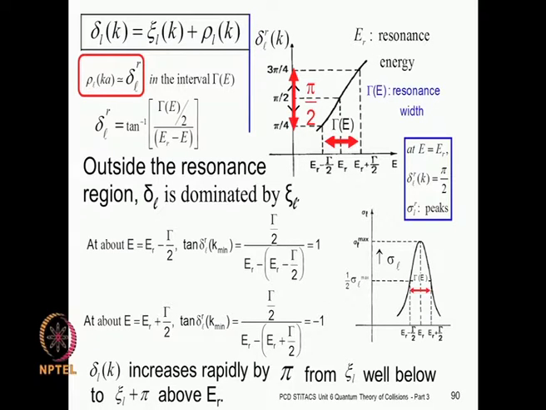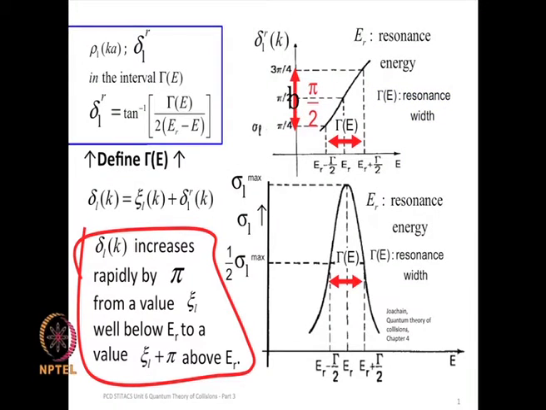So, now you keep track of the parameters as we have defined them, and essentially the change in the net phase shift will be from some value to another value which is pi above it. Okay. So, that is the kind of thing that happens across a resonance.